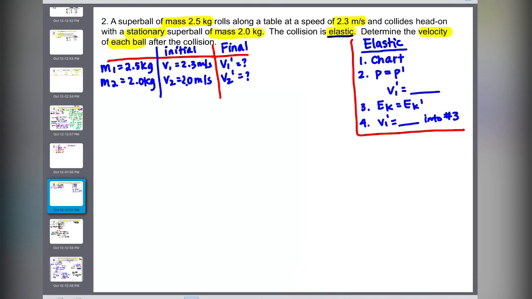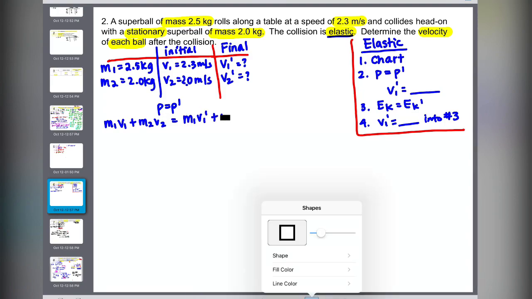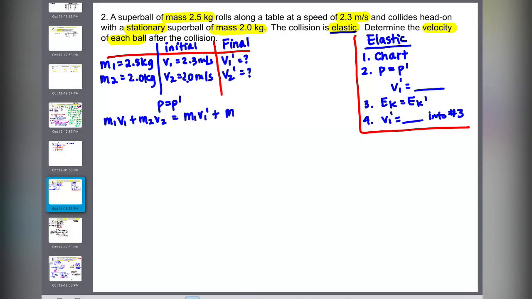First equation, conservation of momentum. So p equals p prime. Initial momentum for ball 1, initial momentum for ball 2, final momentum for ball 1, and final momentum for ball 2. Plug in my numbers, cancel my zeros. Oh, I totally made a mistake on the chart. Okay, this is 0. I'm sorry. 0 meters per second. Okay, so this is gone. m2 v2 is gone because v2 is 0.